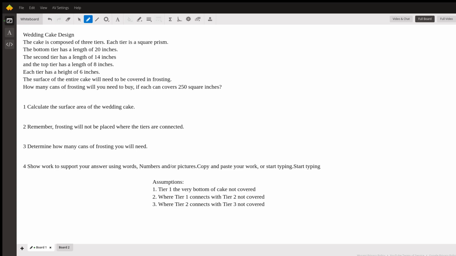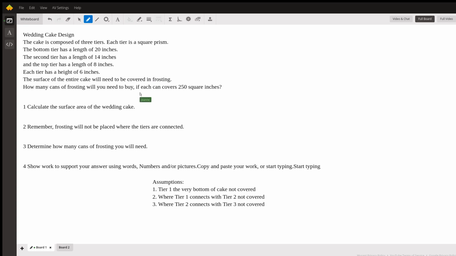Okay, so there's a lot of information given in here, but nicely they've broken it down into steps to help you solve it. The first one says, calculate the surface area of the cake. The second one says, remember, frosting will not be placed where the tiers are connected. Third, determine how many cans of frosting you'll need. And 4, show your work to support your answers using words, numbers, and/or pictures.